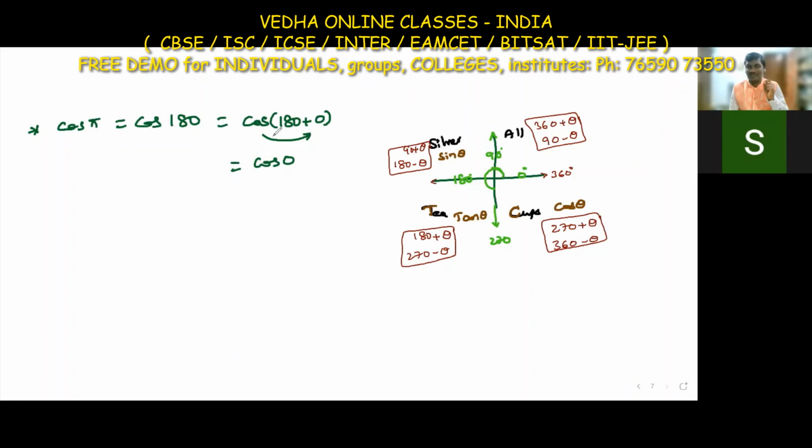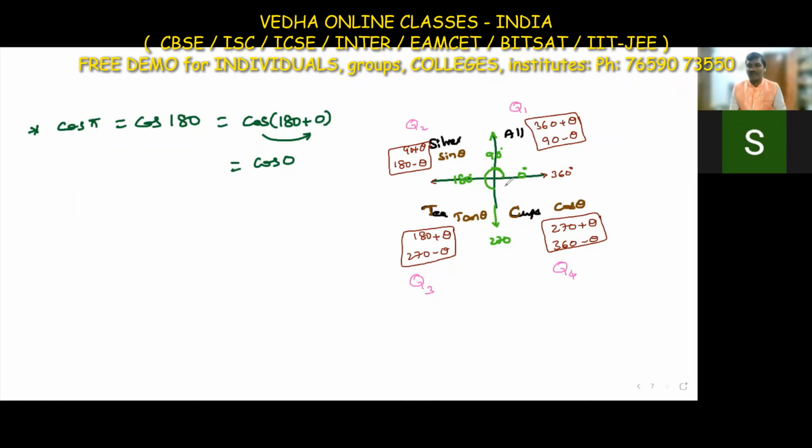Any number greater than 360 and less than 90, all sine, cos, tan are positive in the first quadrant. If we give names to these, this is the first quadrant, Q1, this is the second quadrant, Q2, this is the third quadrant, Q3, and this is the fourth quadrant, Q4.